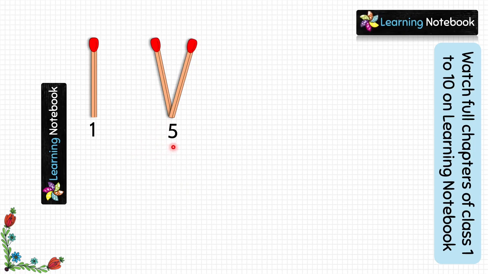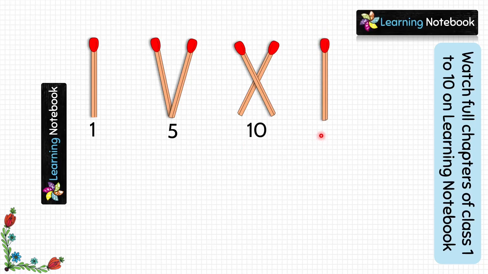After this, take one full matchstick and two half matchsticks and arrange them in the form of letter X as shown here. This Roman symbol represents number 10. Now, take one full matchstick and one half matchstick and arrange them in the form of letter L. This Roman symbol L represents number 50.